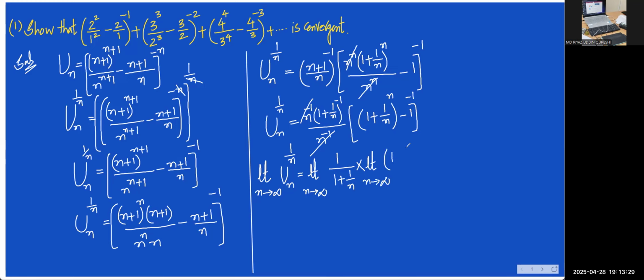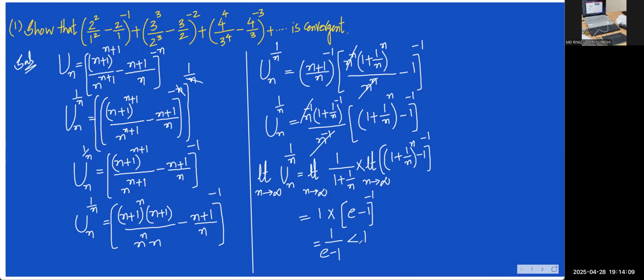(1 plus 1 by n) whole to the power of, sorry, not minus, it's plus n only. It's n minus 1 and raised to the power of minus 1. So what happened? If the limit goes this side, 1 by n will become 0. So 1 into, already we know this formula, limit n tends to infinity, (1 plus 1 by n) whole power n is nothing but e, minus 1 raised to the power of minus 1. So our answer is 1 by e, which is definitely less than 1.